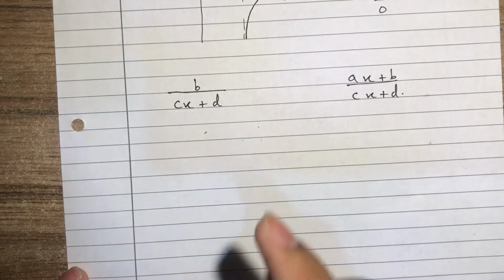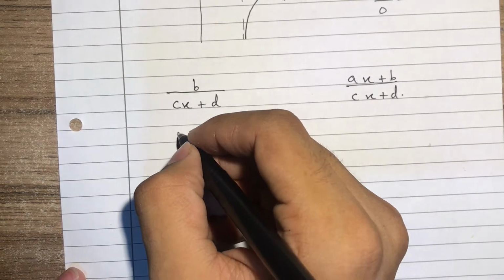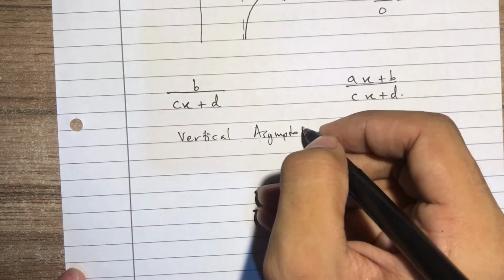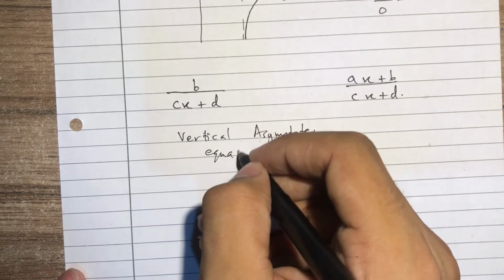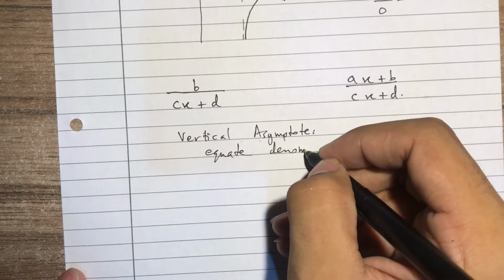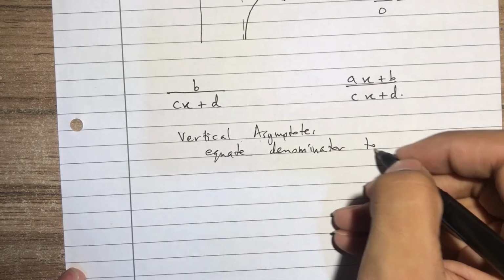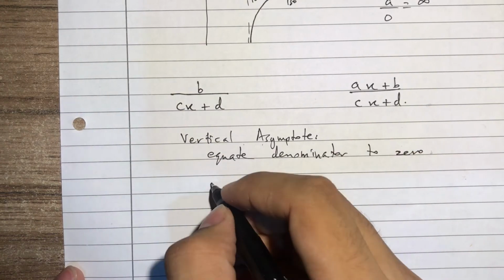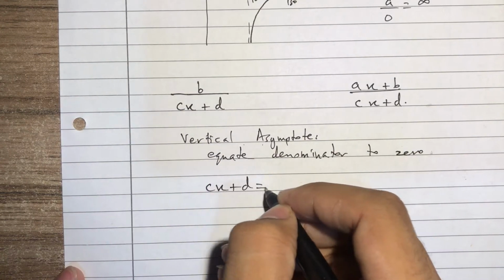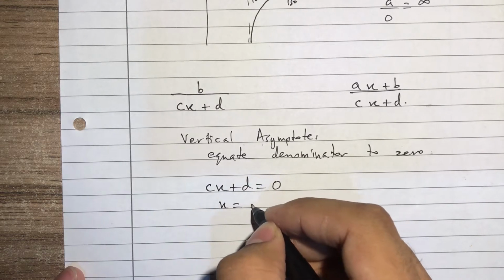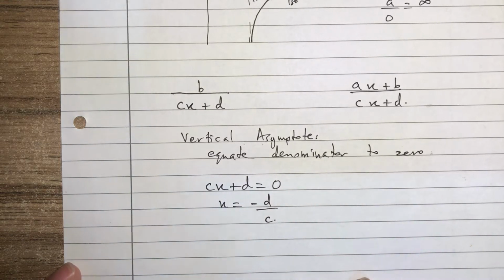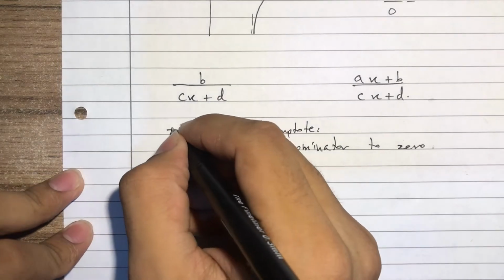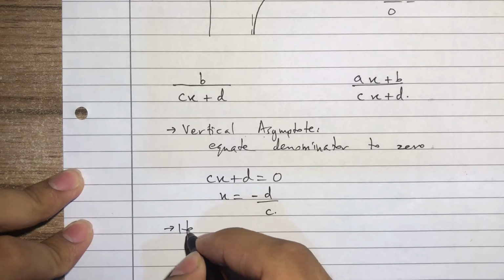So to find the vertical asymptote, we equate the denominator to 0. In this case, or in both cases, it is the same. So cx plus d equals 0. So the vertical asymptote will be x equals negative d upon c. Now the horizontal asymptote is different in both cases.